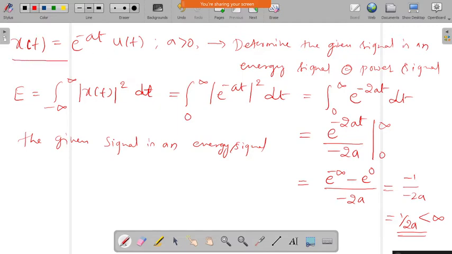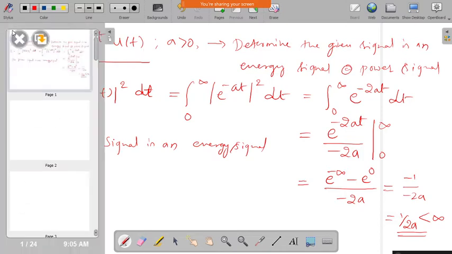For any exponential signal like this, you will get the value based on the value of a. Even if I give e power minus 3t, you will get 1 by 6. Similarly, whatever the value of a, you will get the corresponding value. So this is one kind of problem. They will ask it sometimes in the exam. This is an exam problem.